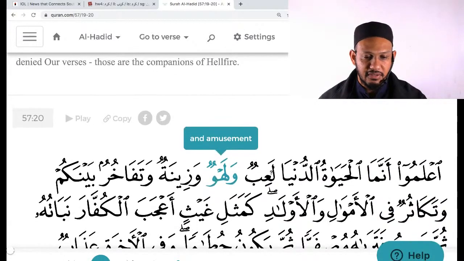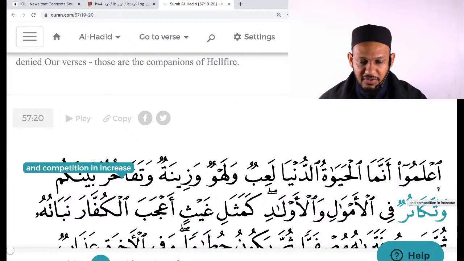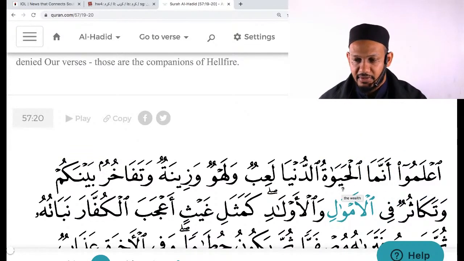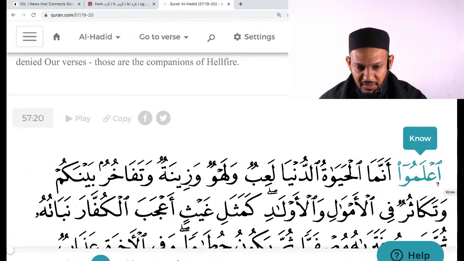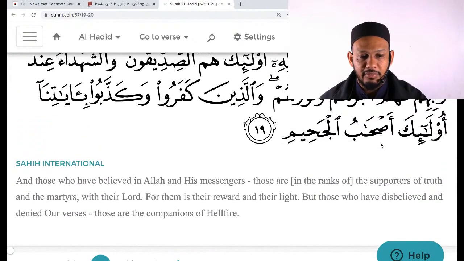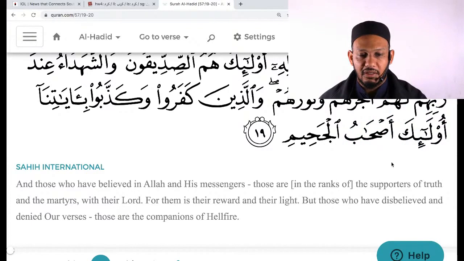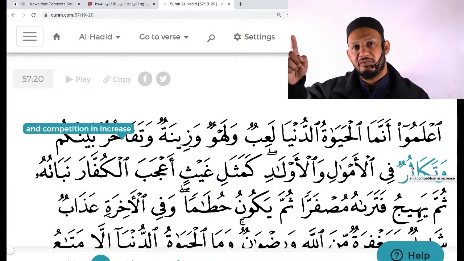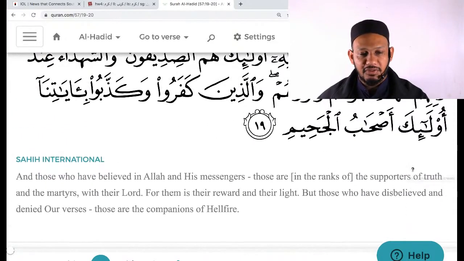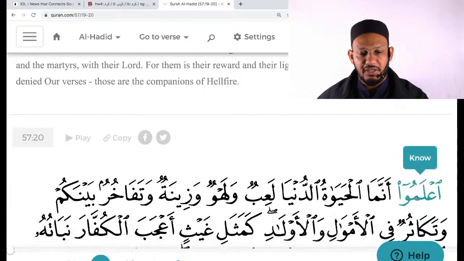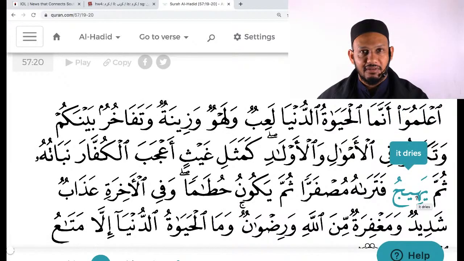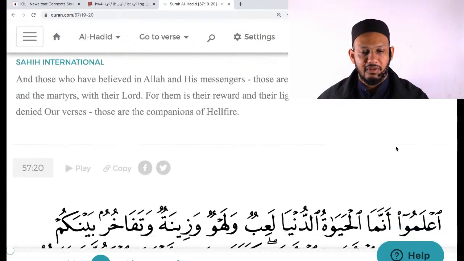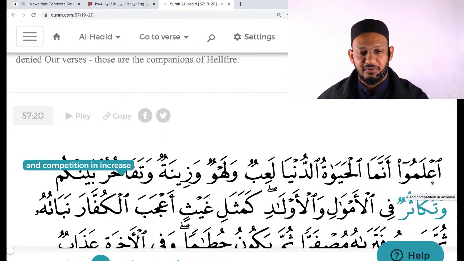Okay, so you can see here. Here is i'lamu. So if I start here, I will say i'lamu annama al-hayatu dunya la'ibun wa lahun and so on. But if I had to read through from the previous verse, I'd say أولئك أصحاب الجحيم اعلموا. But if I'm stopping there, أولئك أصحاب الجحيم, stop. Start here. اعلموا. You with me?